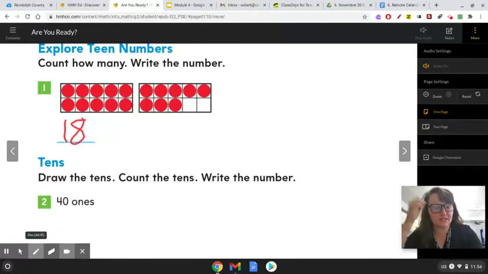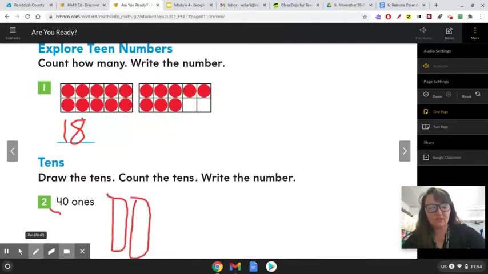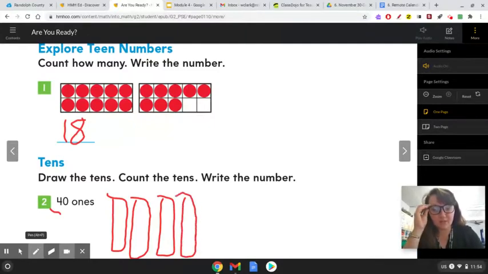All right, then 10s. It says draw the 10s, count the 10s, write the number. So 4 10s would be how many 10s? 4. So you'd go 10, 20, 30, 40. I'm drawing 10s rods. You guys have base 10 blocks in your packet that you got last week. Or actually the week before. You might need those, and you can cut them out if you want to help you. If you don't want to use them or don't need to use them, that's fine. But they're there for your use, okay?